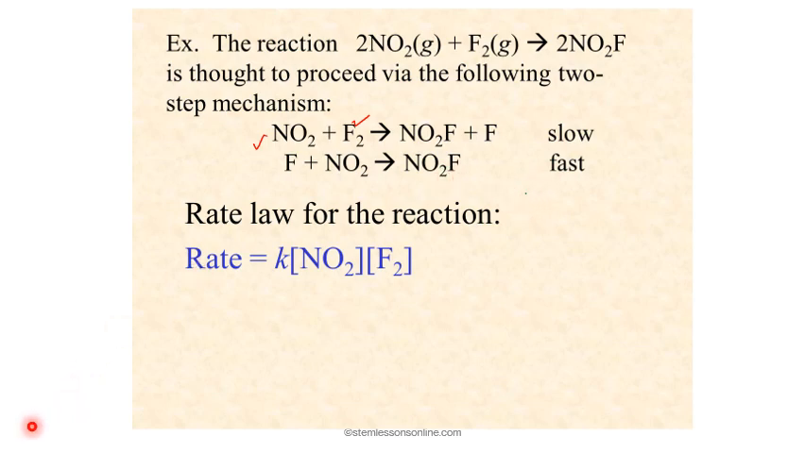For example, if we are asked to write the intermediate here, I can look for something that is generated in the first step and used up in the second step. So we can say the intermediate in this case is F. Do we have any catalyst here? I don't see the same thing on the left at the start and at the end. So I don't have any catalyst here. No catalyst. I have only the intermediate.